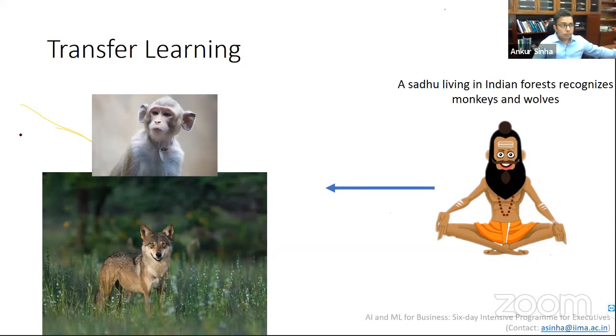If you look at transfer learning, let's say there's a sadhu living in Indian forests, and this particular guy is able to identify monkeys and wolves. Now, if this person is able to identify monkeys and wolves, that means there is a model already existing in the mind of this person. Let's go one step ahead.